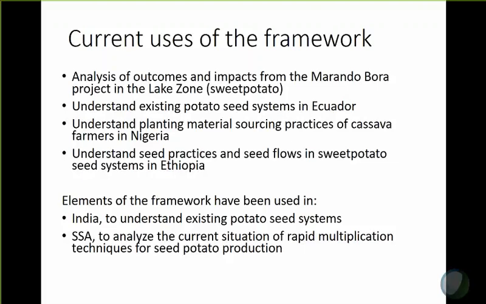Also, elements of the framework can be used in India, for example, to understand an existing potato seed system. So we use the framework to develop the main questions before going to the partners. In SSA, we use some elements of the framework to analyze the current situation of rapid multiplication techniques for seed potato production. This was done with Monica Parker, Elmar, and Dieudonné.